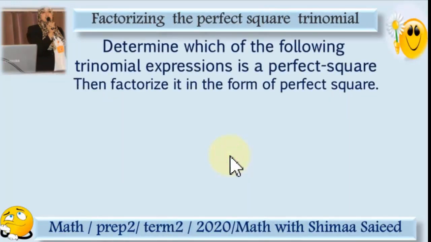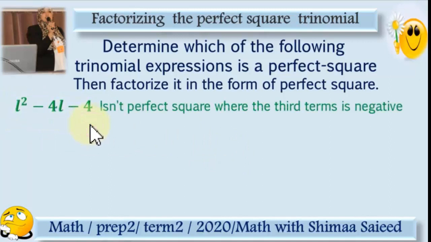Another example: determine which of the following trinomial expressions is a perfect square, then factorize it in the form of a perfect square. Okay, L power 2 minus 4L minus 4. It isn't a perfect square. Why? Because the third term has a negative sign, so it isn't a perfect square.